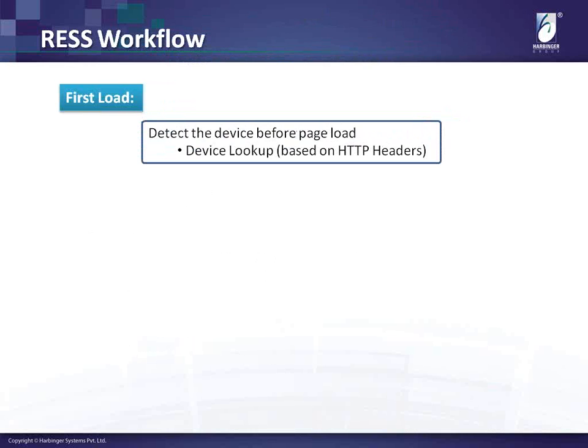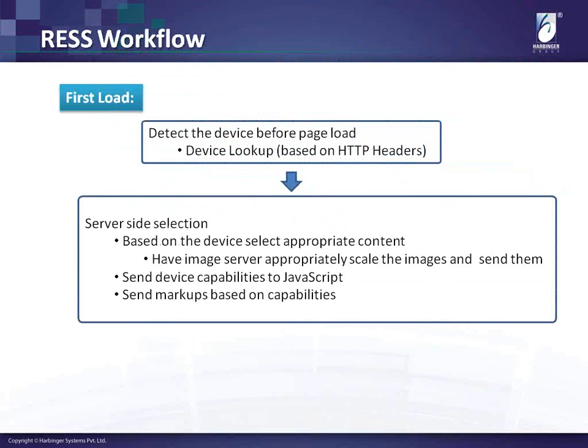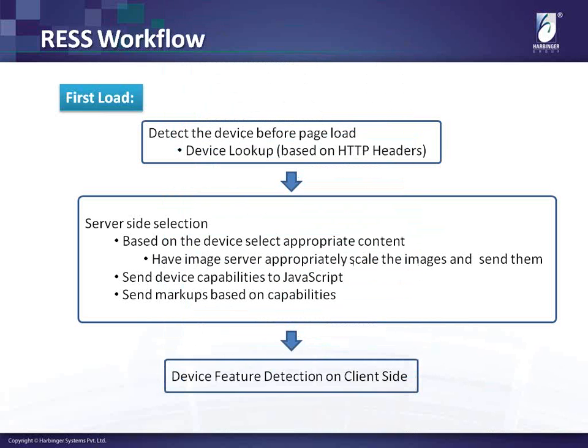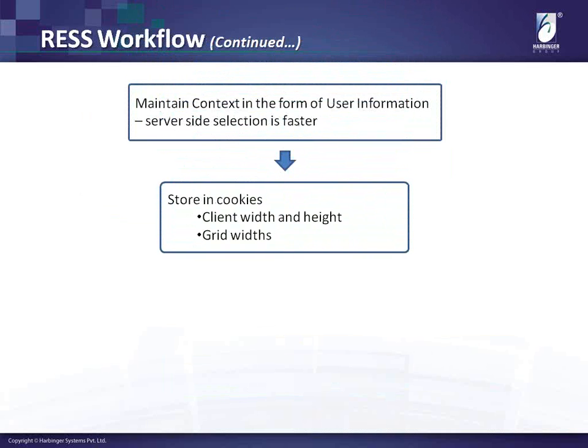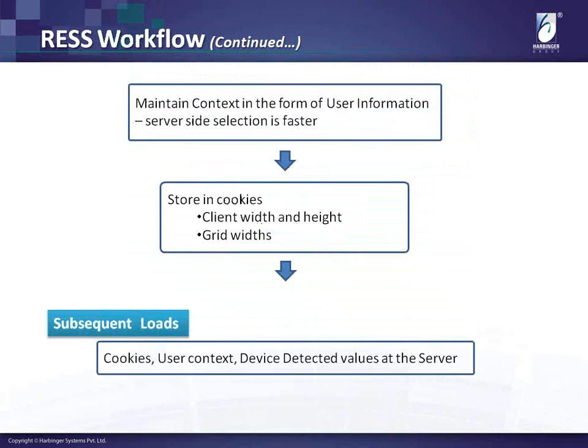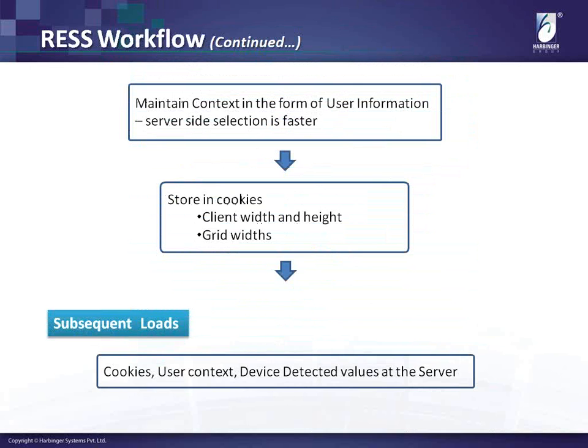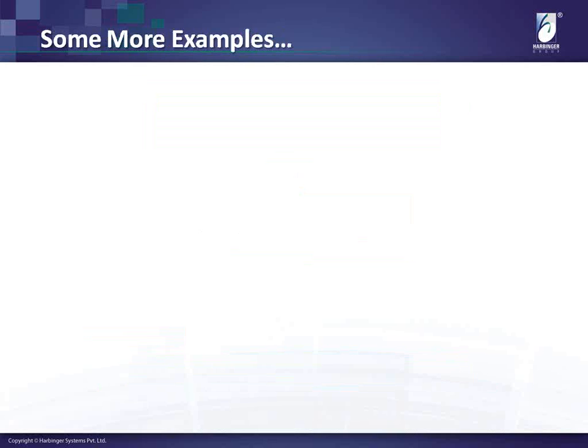This is a typical workflow if I'm implementing responsive server-side design. Like I said earlier, detect the device using HTTP headers before doing the first page load. When you know what the device is, you can select the appropriate context, send the device capabilities to the JavaScript for client-side detection, and you can send the markup depending on what device I have. So this helps me make maximum possible good use of the network bandwidth. I'm going to save this user information and these device specifications in cookies as well as on the server side. So next time when I'm loading the application or the website, with the help of these cookies, the user context and the device features, I'm not going to stretch my network resources a lot and the performance bugs can be resolved.